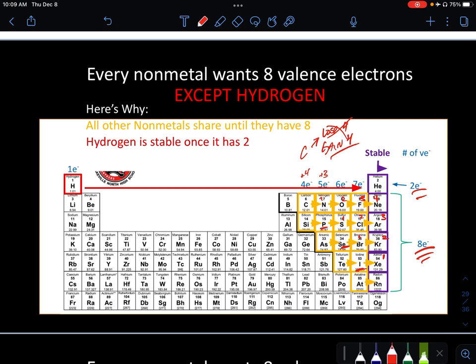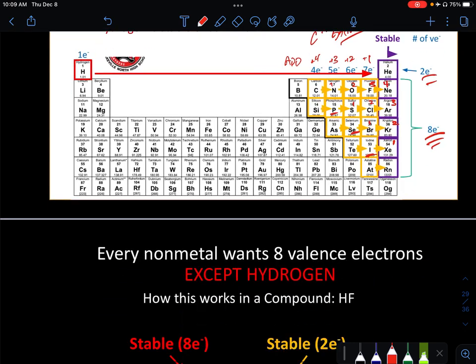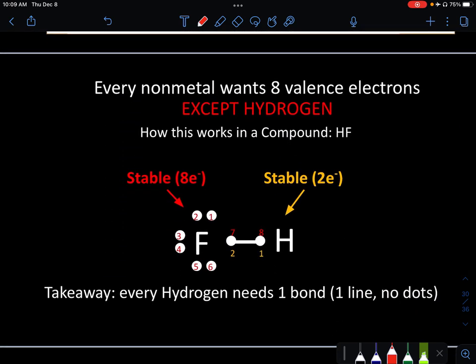We need to share 3 there. We need to share 2 there. We need to add another 1 there. So that's how many we would have to add to get to that stability. Okay. So, because every nonmetal wants 8 valence electrons except for hydrogen, this is how it works in a compound of hydrogen fluoride. All right.